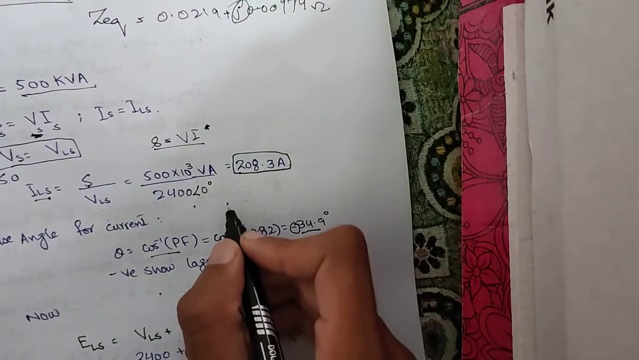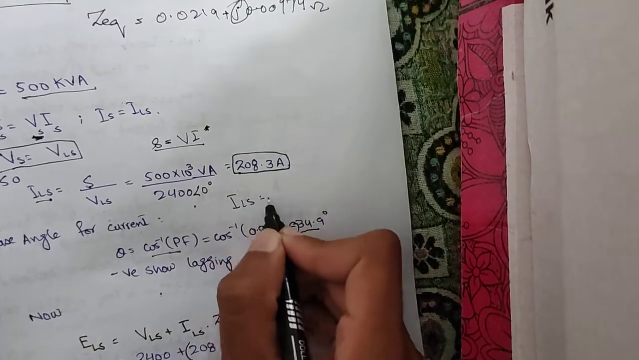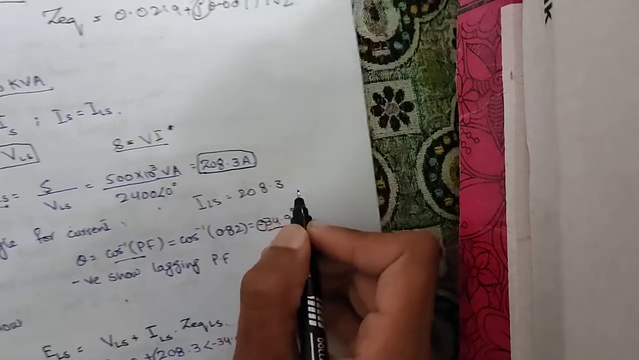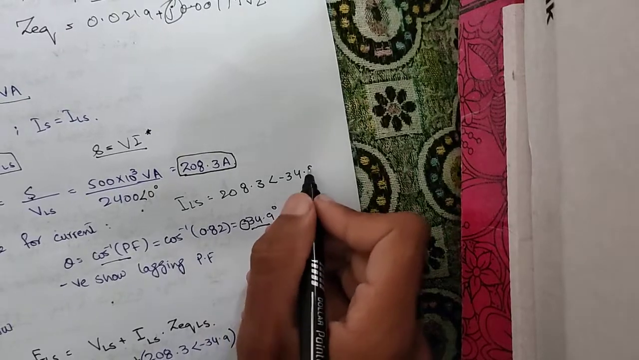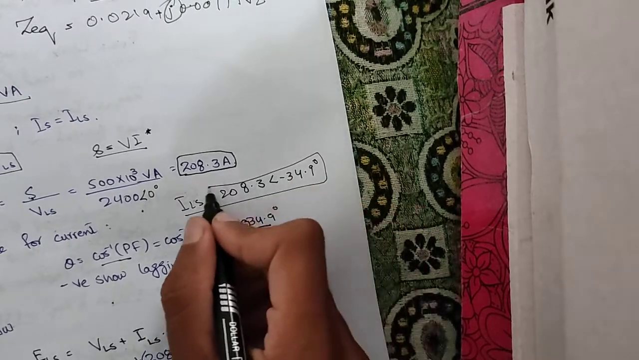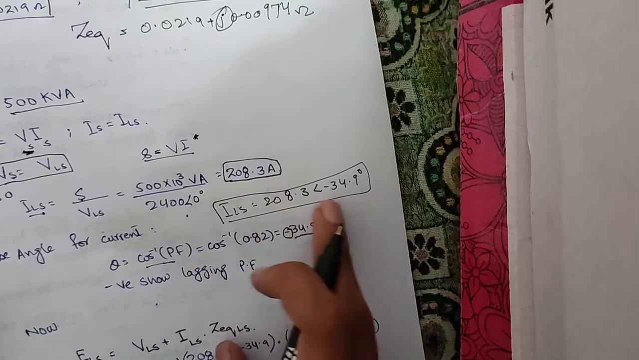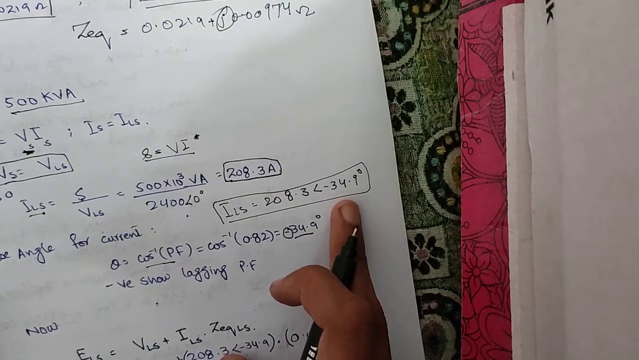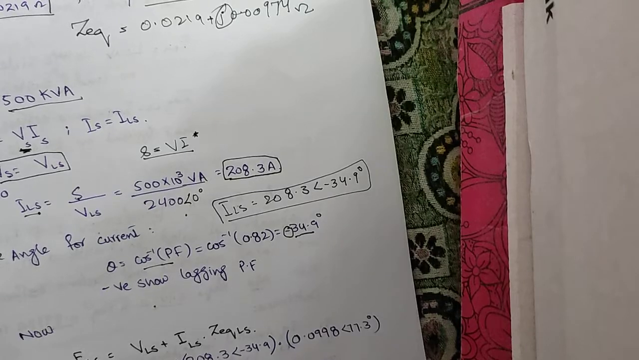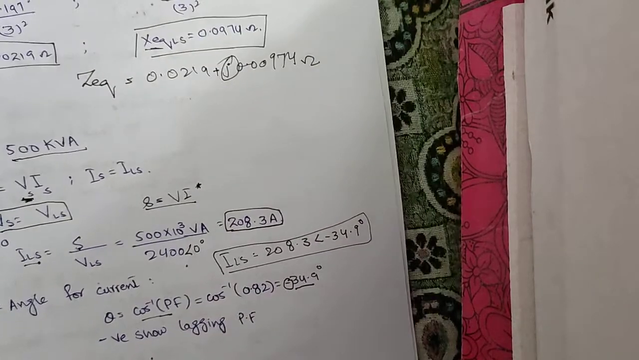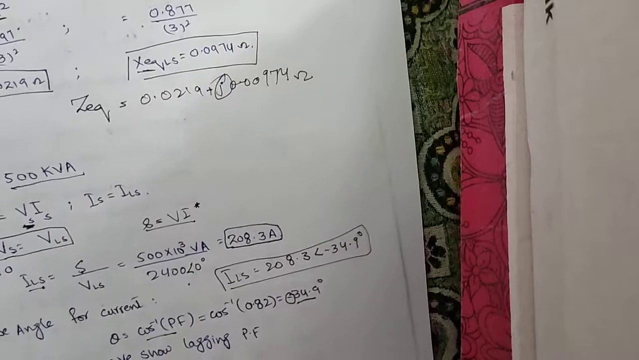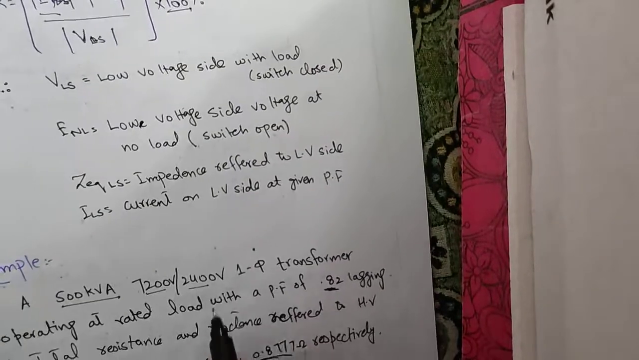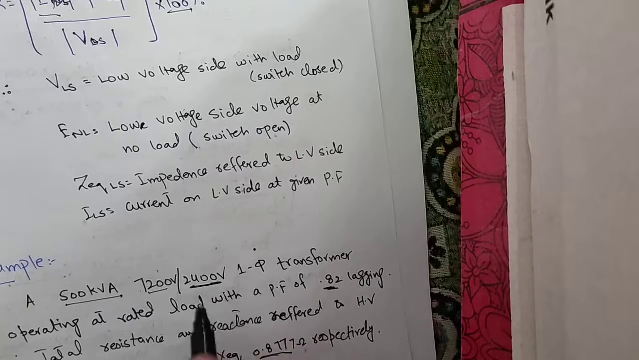So now the current value will become 208.3 with an angle of minus 34.9 degree. The current magnitude is the same, but you have now included the phase angle with the current. The question given was to find the no load voltage. The no load voltage will be the same as 2400, which is the secondary voltage of the transformer.